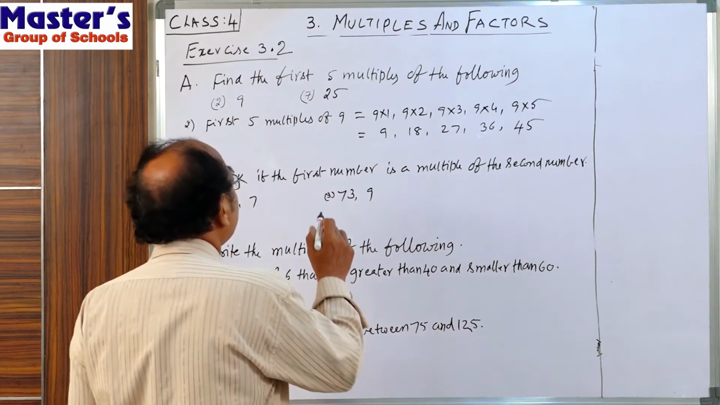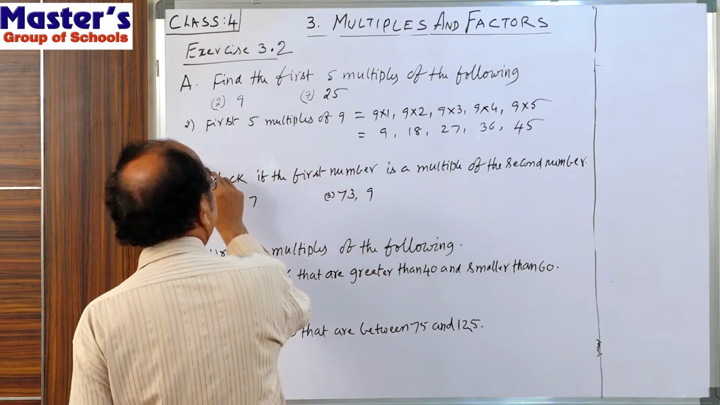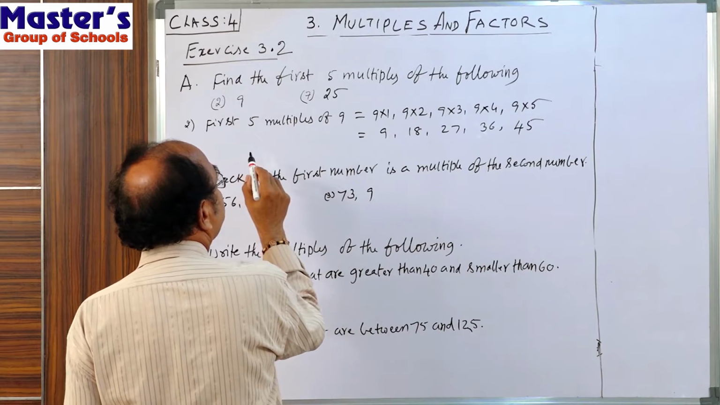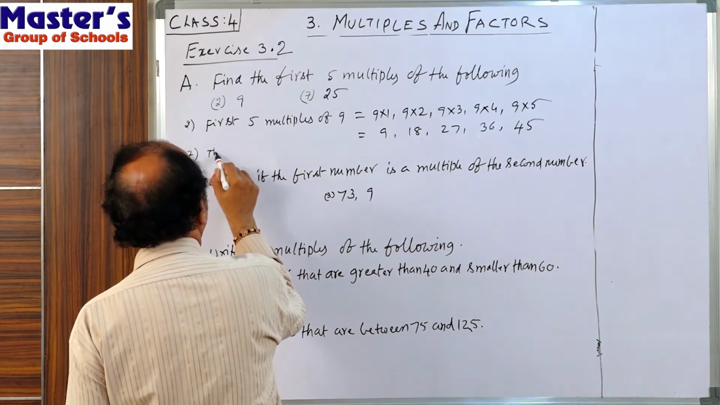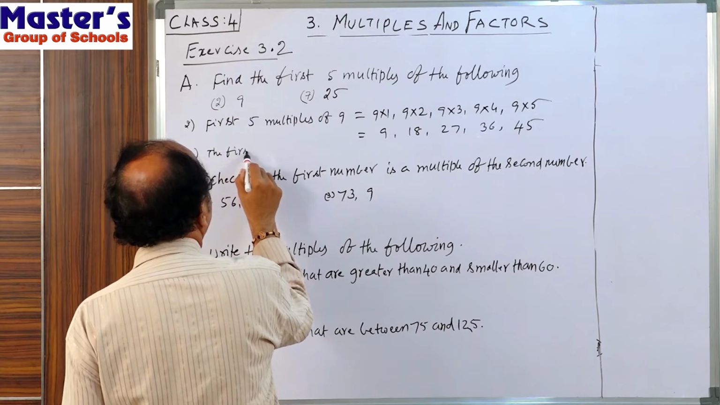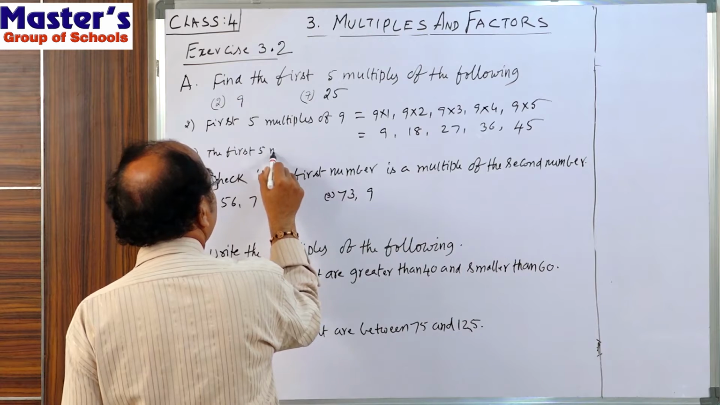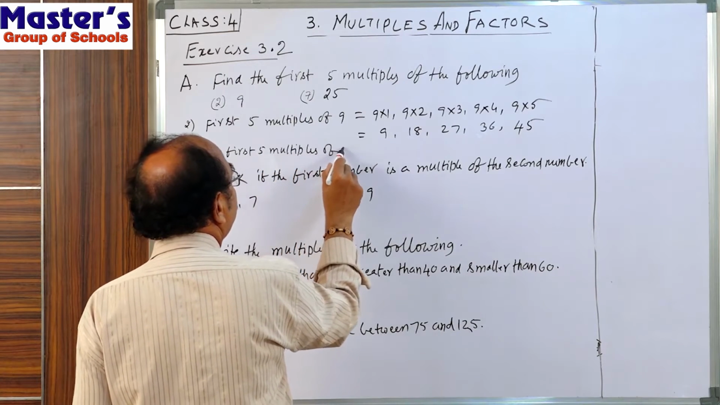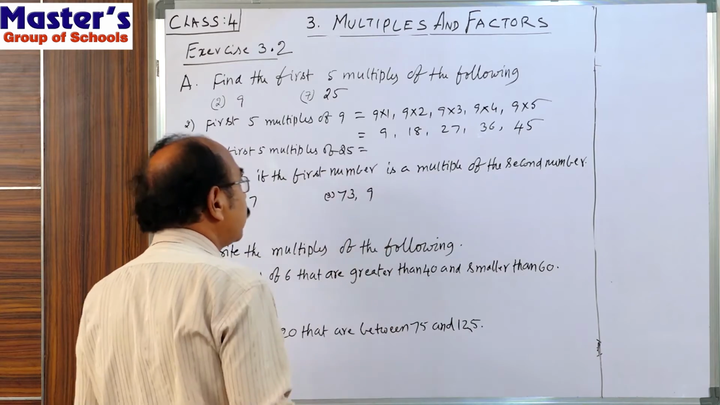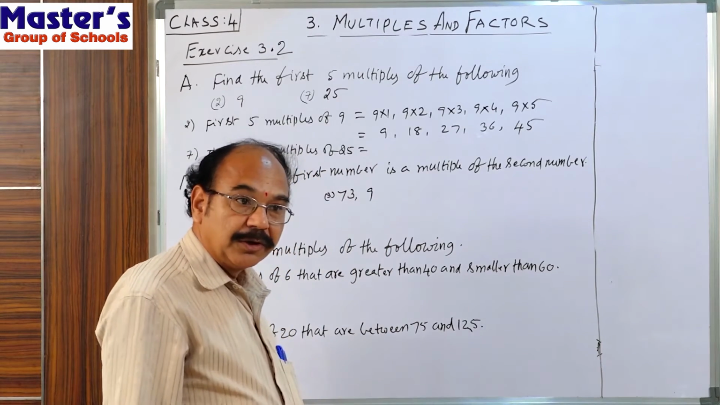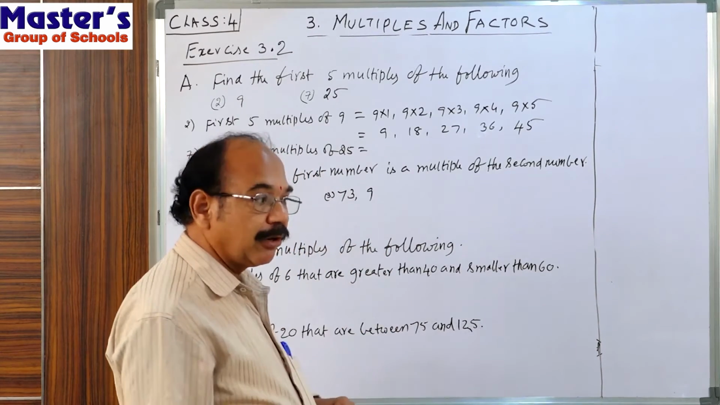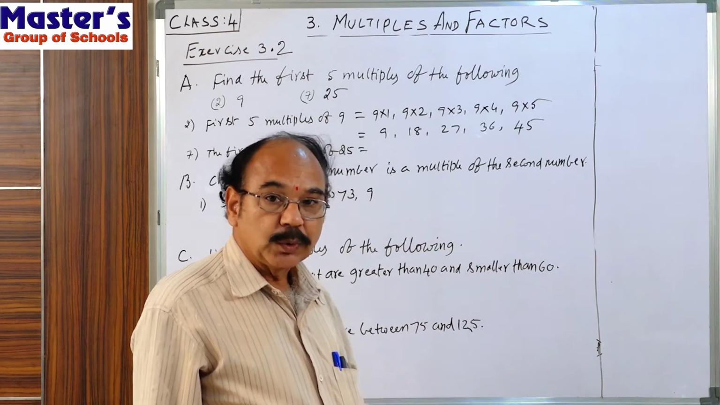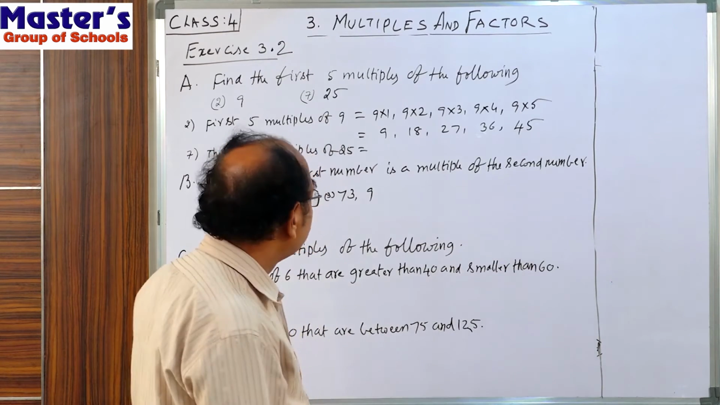Now you see, children, the next one, the 7th one here. The first 5 multiples of 25. So here you want the multiples of 25. That's why multiply 25 with 1, 2, 3, 4, 5.